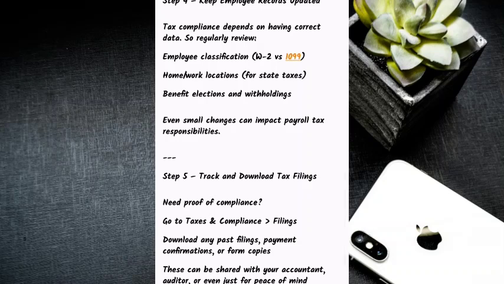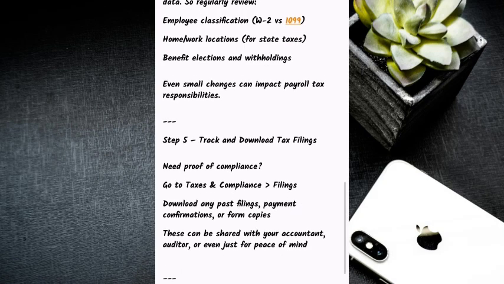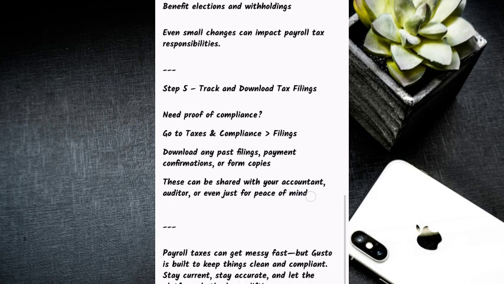Step 5, track and download tax filings. Now, if you need proof of compliance, all you got to do is go to tax and compliance, and under filings, there you can download any past filings, payment confirmations, or form copies. Now, these can be shared with your accountant, auditors, or even just for your peace of mind.